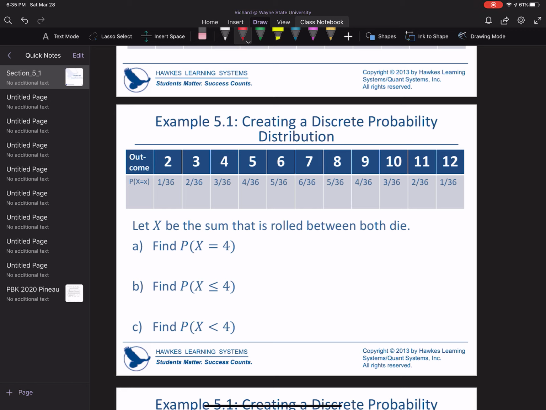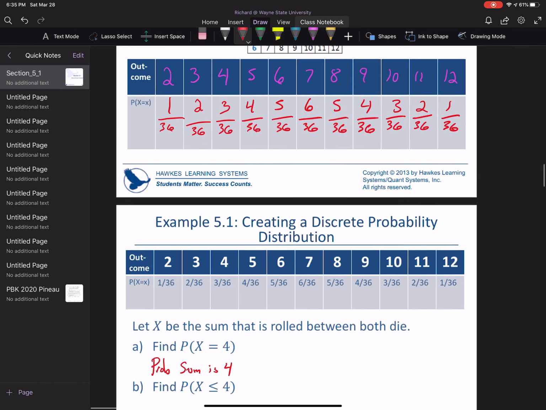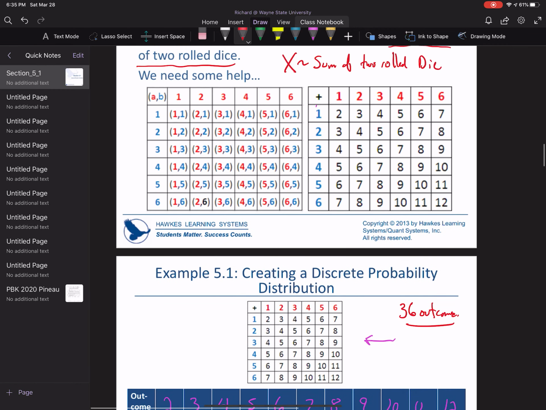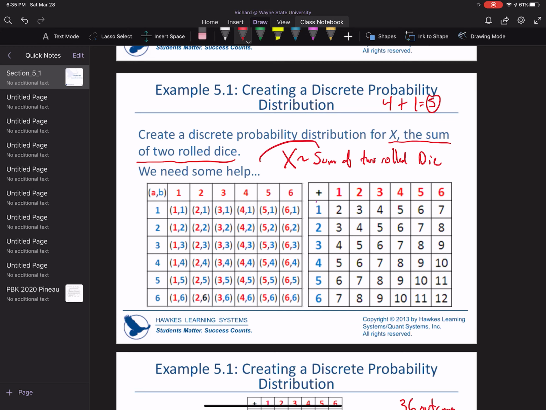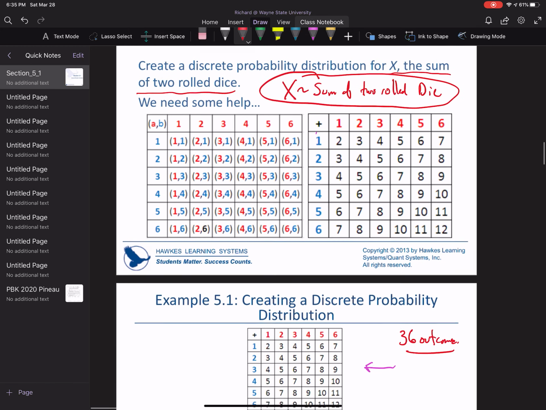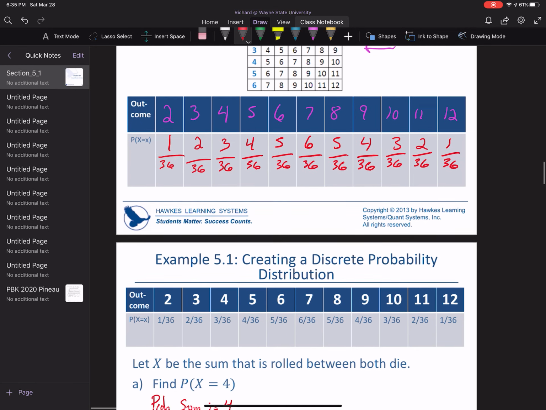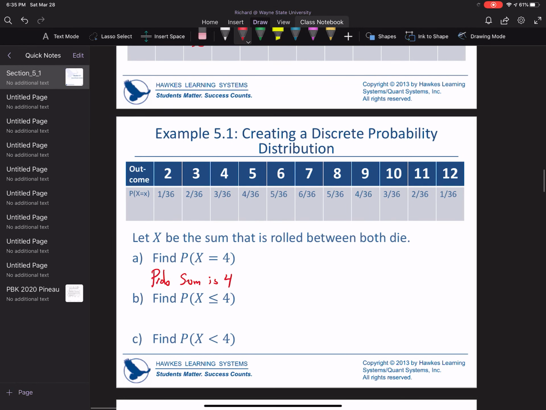So letter A here says find P of x equals 4. So the first thing we have to do is understand what this is asking. So what this is really saying in plain old English is what is the probability that the sum is 4? That's what this is saying. Now how did I know that? Well, remember up here, we said that x was the sum of 2 rolled dice. Wasn't that how it was defined? That's how I know what x is. Equal sign is, and then 4 we know. So what's the probability we get a sum of 4?